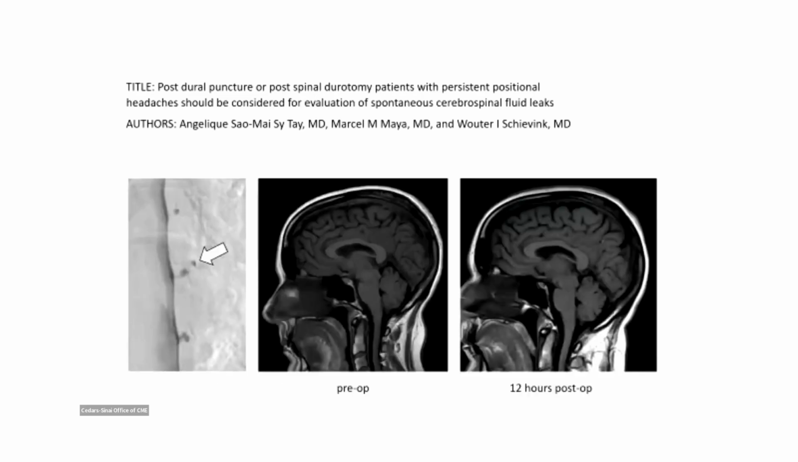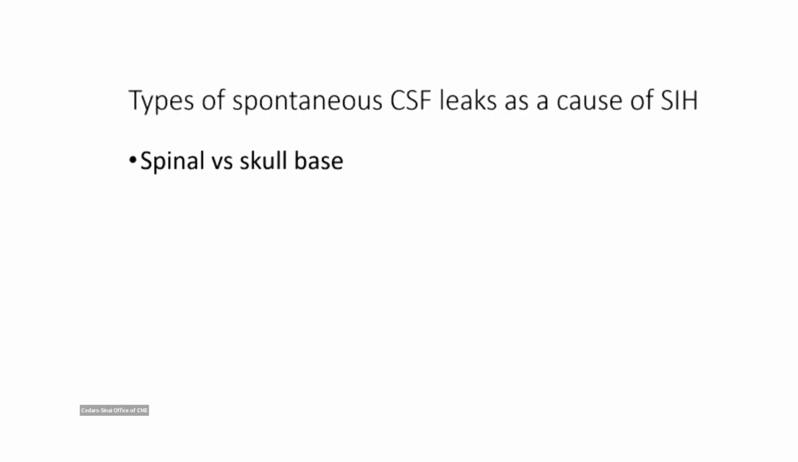So we did a digital subtraction myelogram, and it turns out that she had a mid-thoracic CSF venous fistula, and her brain MRI just half a day after surgery already looked a lot better. So obviously you don't need to image everybody with a post-dural puncture headache, but if they're refractory to treatment, then maybe it's a good idea to at least think about imaging the remainder of the spine. So that's kind of spontaneous versus traumatic.